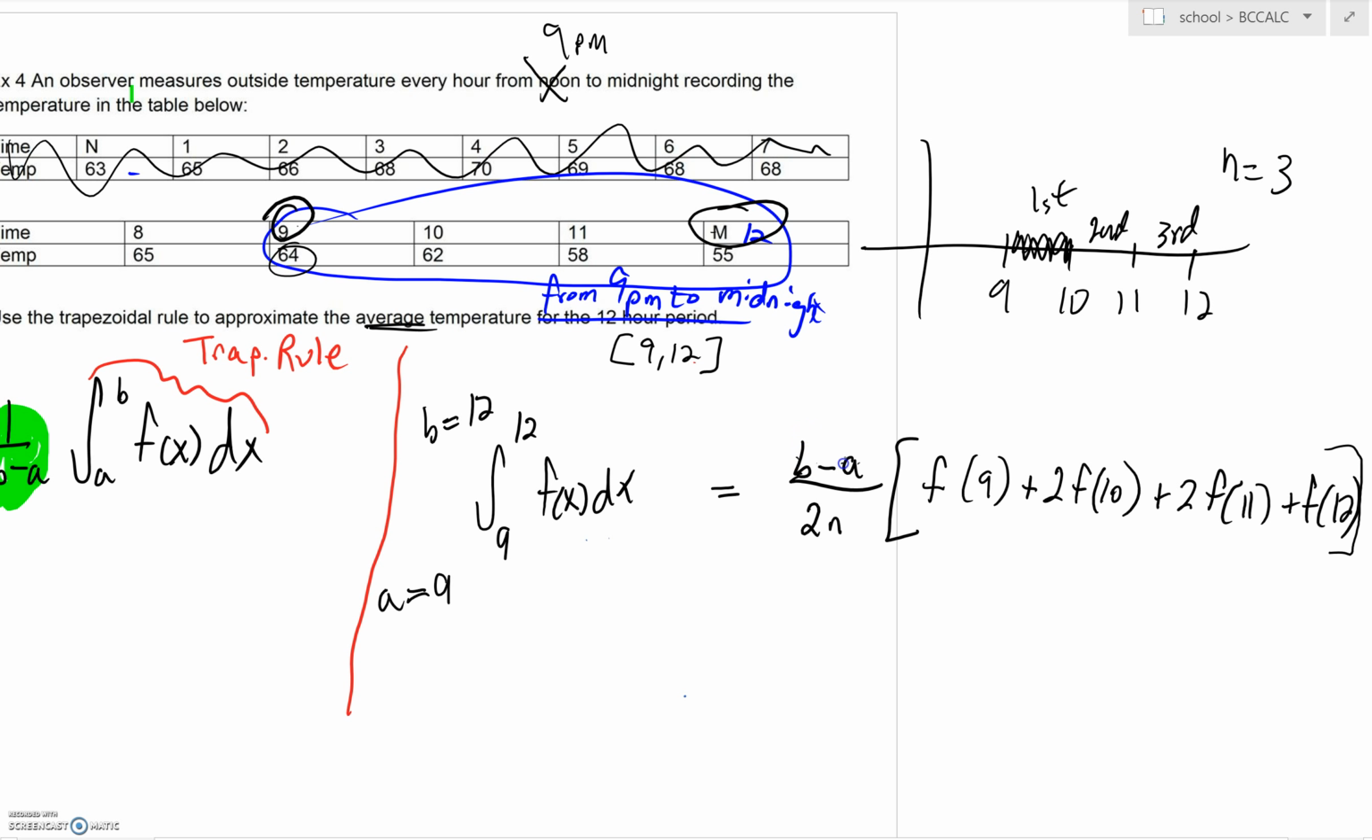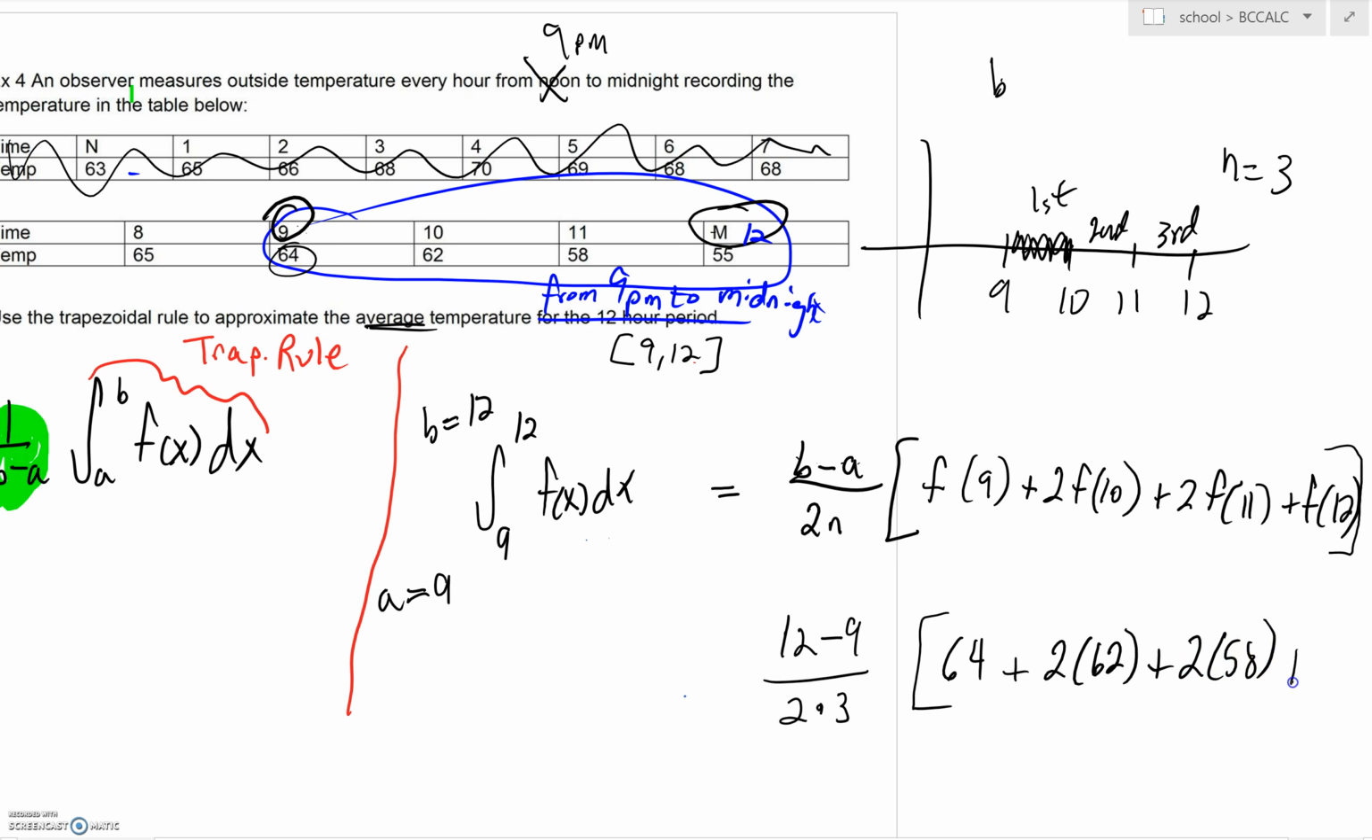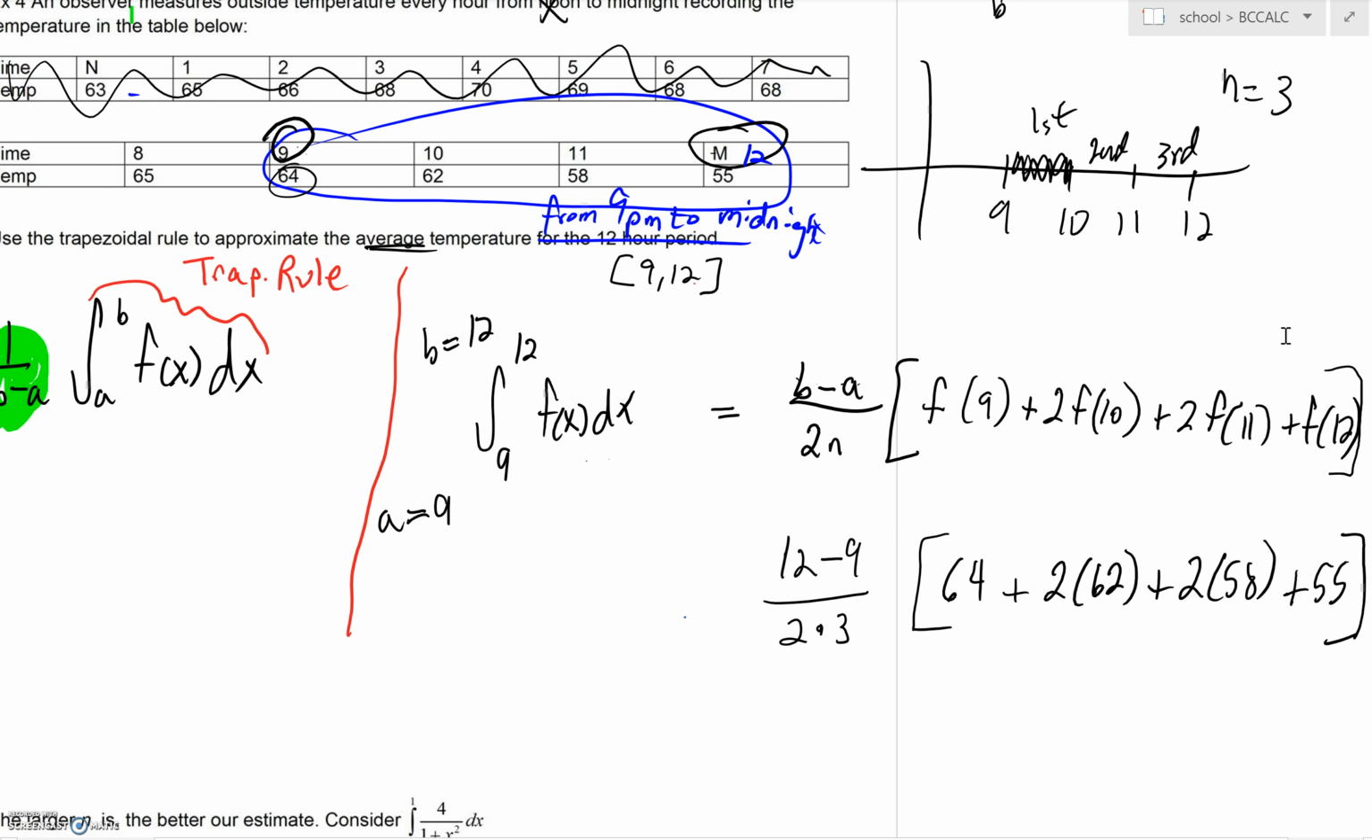And kids will say, well, b minus a is going to be 12 minus 9, and down here we've got 2 times 3. And that's all well and good. That's fine. You can do that. By the way, f of 9 is 64. F of 10 is 62, so that's 2 times 62. F of 11 is 58, so I'd go 2 times 58. And f of 12, that's just 55. So we're well on our way.